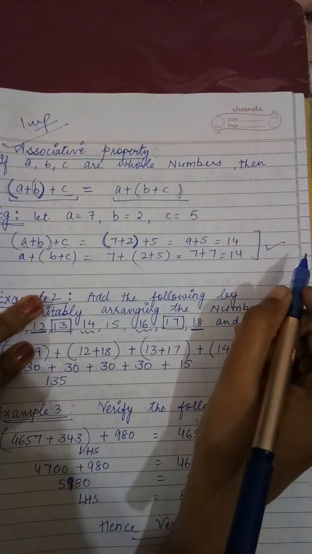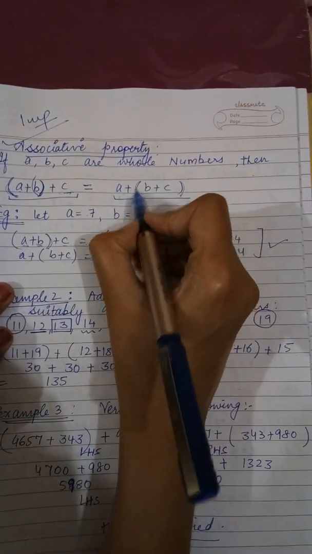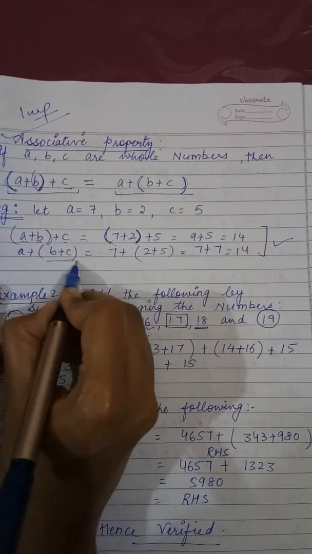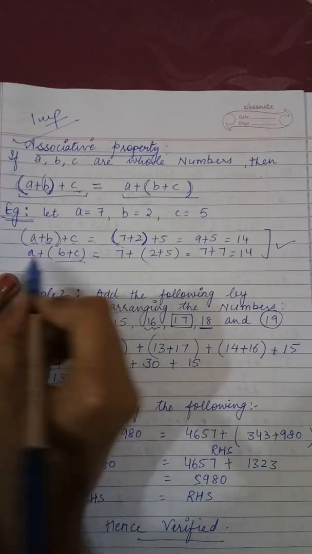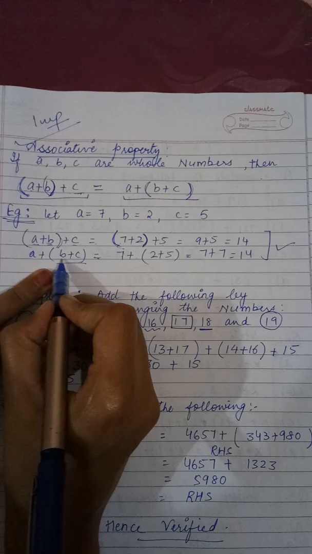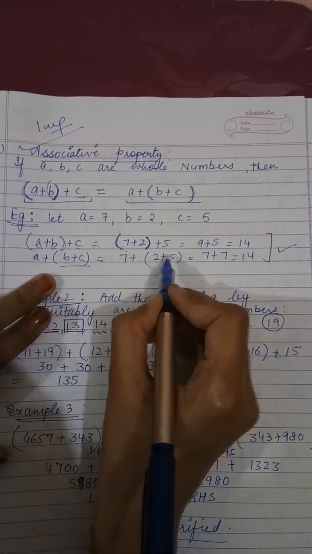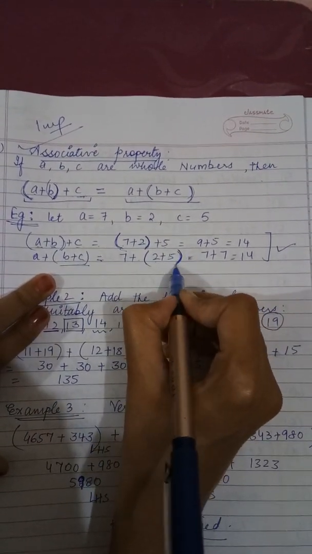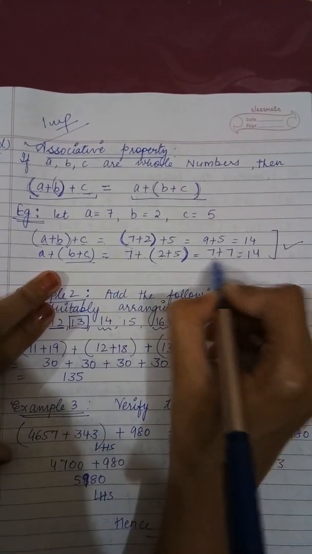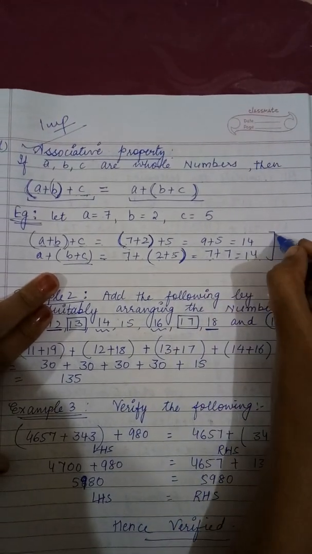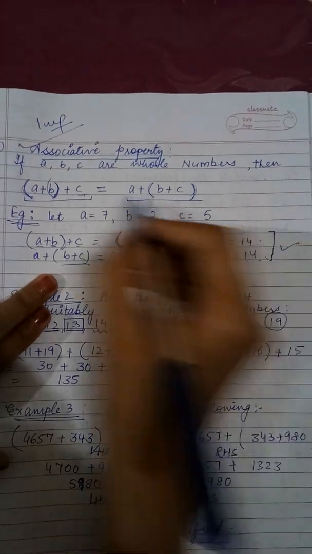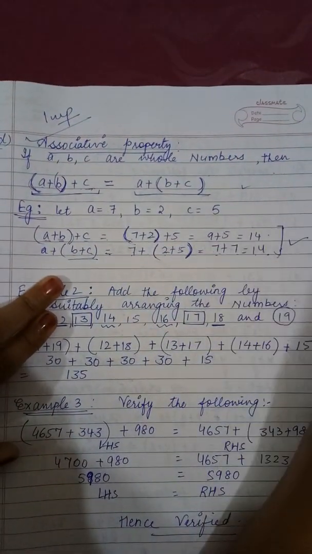Now let us take the right hand side. Here we have associated b plus c together: a plus the bracket of b plus c. Now place the values: 7 plus the bracket of b plus c, where b is 2 and c is 5. Firstly solve the bracket. 7 will remain as it is, and what is 2 plus 5? 7. The answer is 14. Now I have seen that 14 and 14 are coming, which means my left hand side is equal to the right hand side. So this is my associative property.